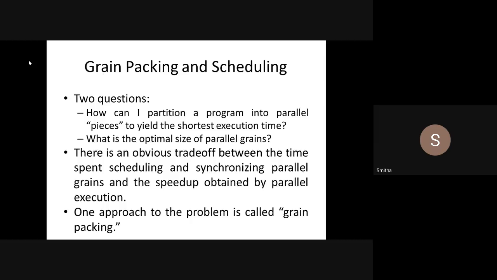So next is, are you understanding, students? Is there any doubt in this program partitioning and grain size and different levels of parallelism? Is there any doubt?